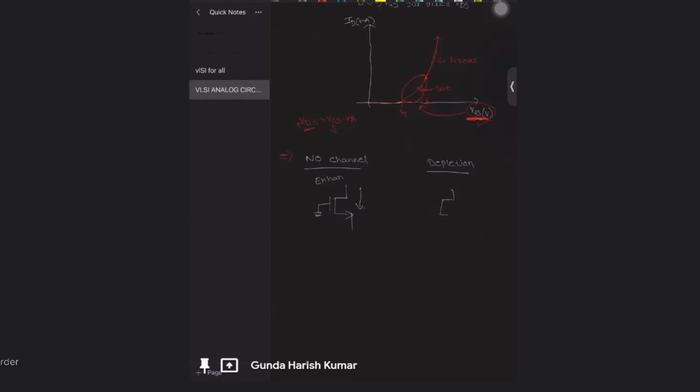One is this, one is power, because it is off all the time, so our current will be less. Ideally it is off, so it dissipates low power. Because there is no channel initially, there won't be any flow of current, so there is less power dissipation.